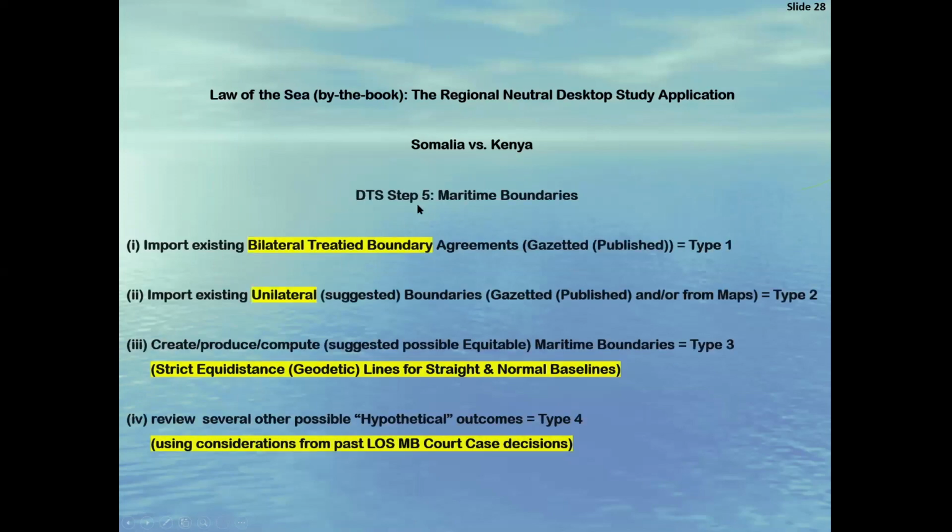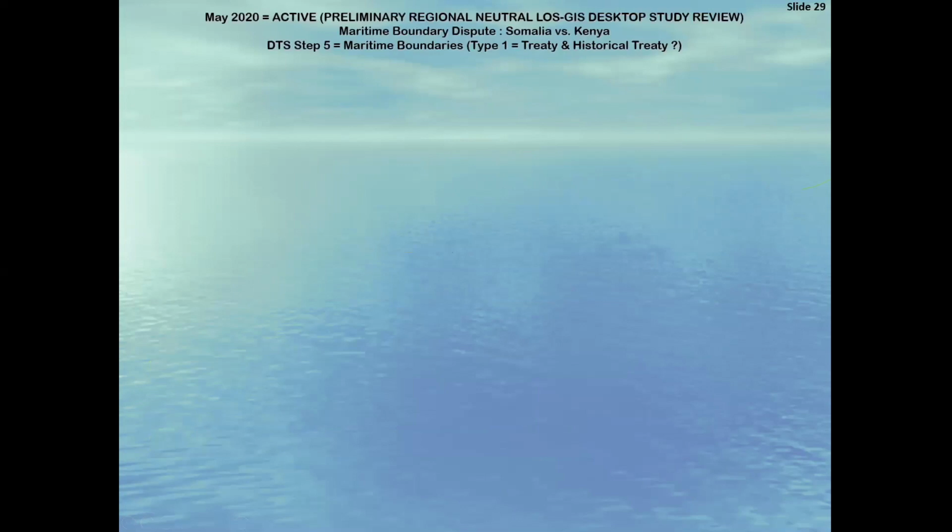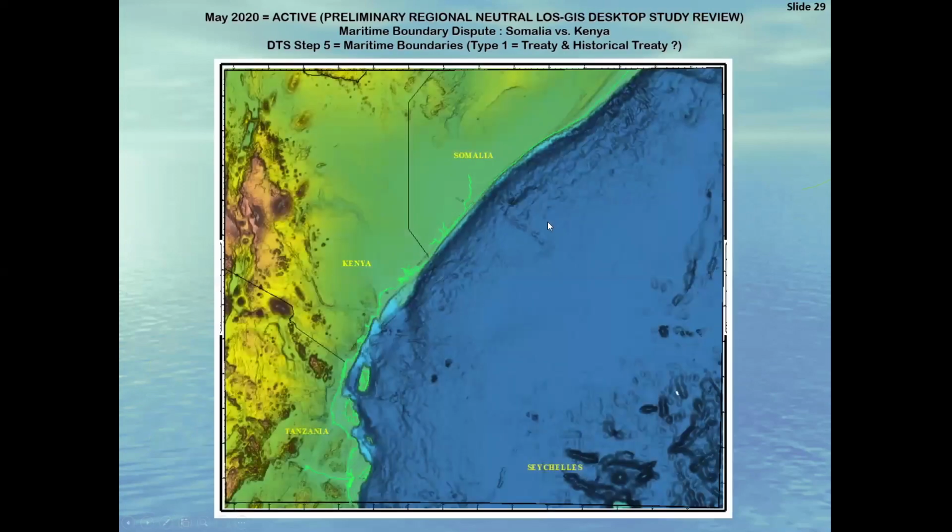Moving on, step 5. This is the heavy-handed part, maritime boundaries. We will be importing existing bilateral treaty agreements. Type 1, these are published. Type 2, unilateral. These are the suggested boundaries by both Kenya and Somalia. So these are hypothetical, but they're unilateral. Number 3, strict equidistance, where we will give neutral computed lines. In step 4, we're going to give a couple of considerations from various past court cases. So we're going to in all cover 5 lines, but there could actually be about 15 lines that we do, but time permitting, we're going to pick the main ones that we're going to look at.